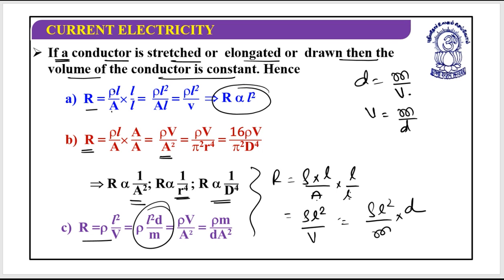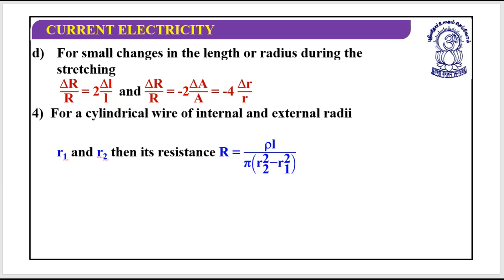Even this can be, if it is multiplied and divided by the area, then I can have this relation, rho into V by A square. So these are all relations which are very useful and very handy to calculate the questions. Let's look at one more short form of this.